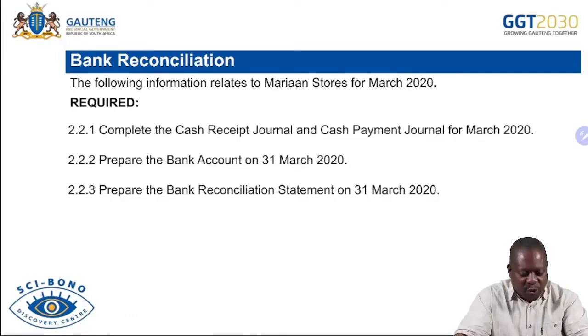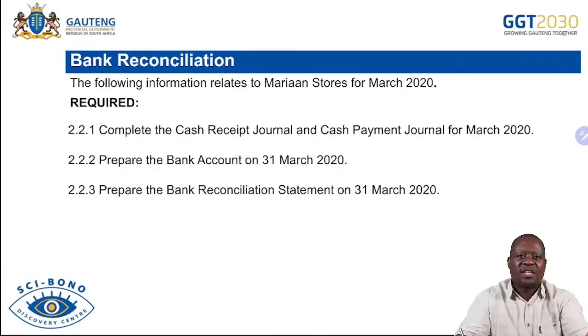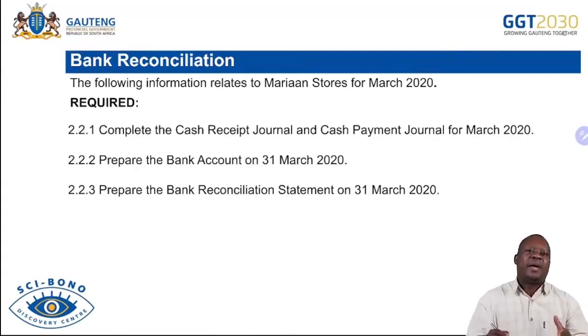You are supposed to complete the cash journals, CRJ, CPJ. After that, post to the bank account, which means we must prepare the bank account itself. After that, prepare the bank reconciliation statement. So what we did in question 1 is what we are doing now, and that's what they are going to ask you to do in most questions when they say you are doing bank reconciliations.